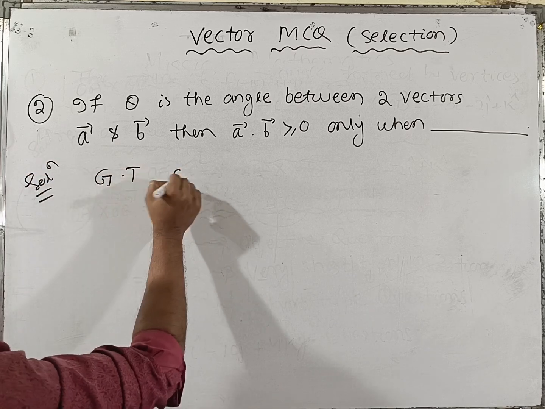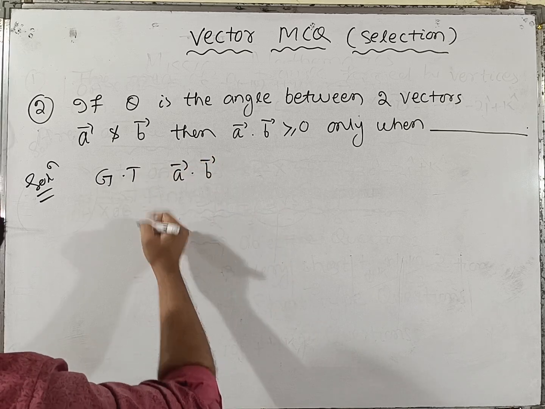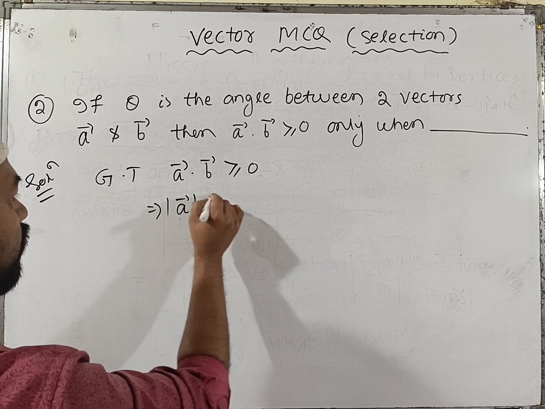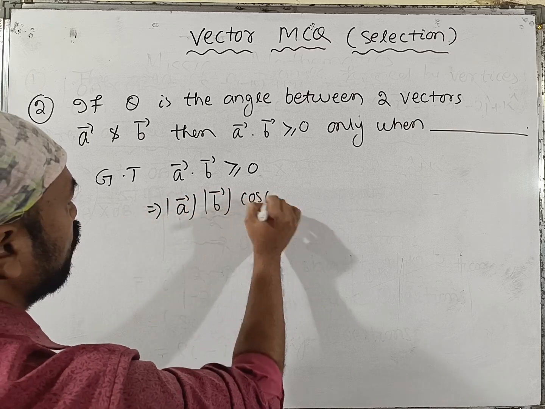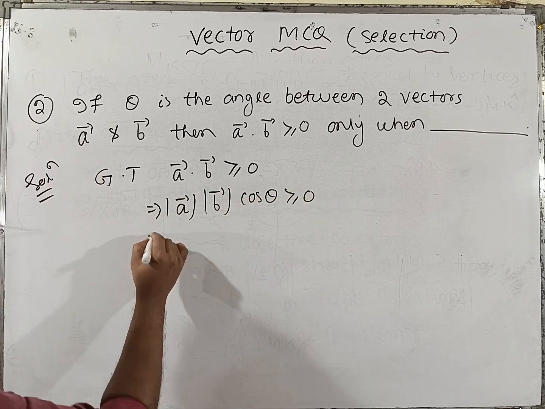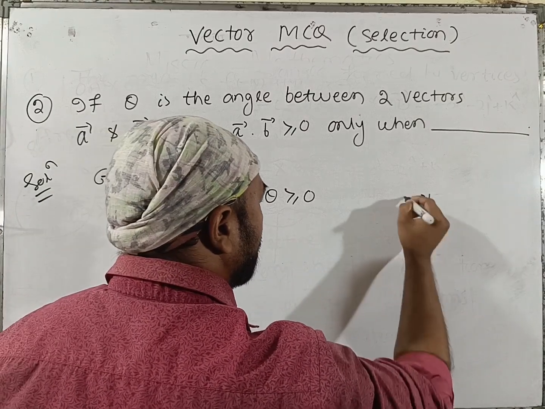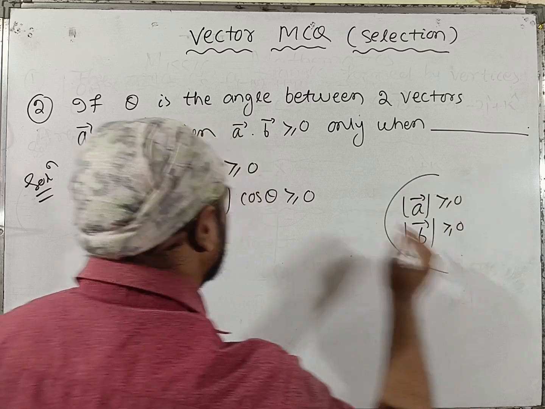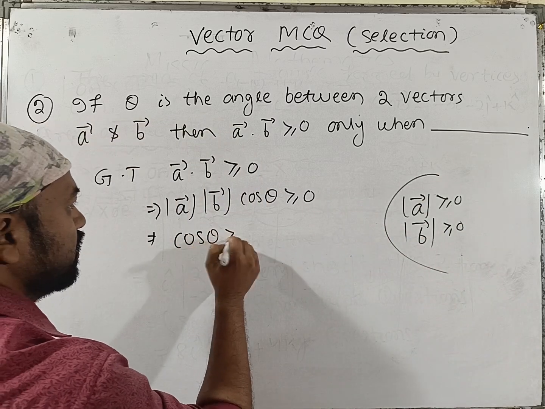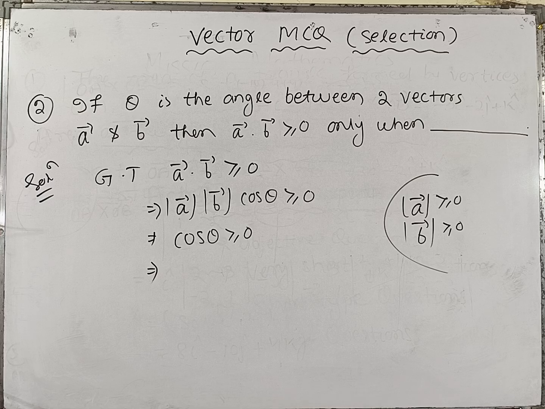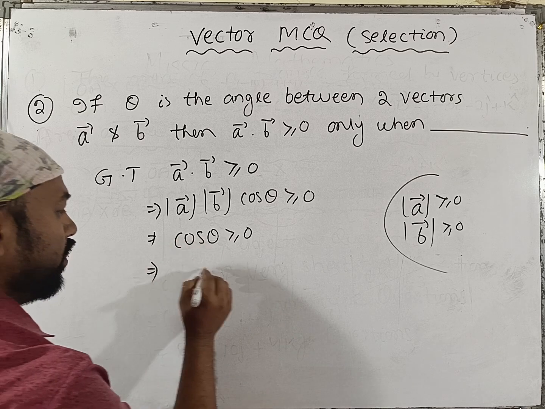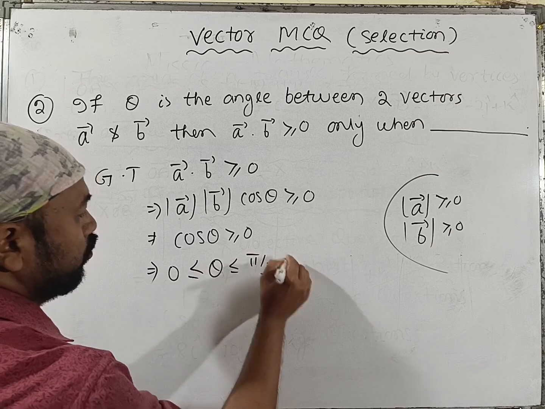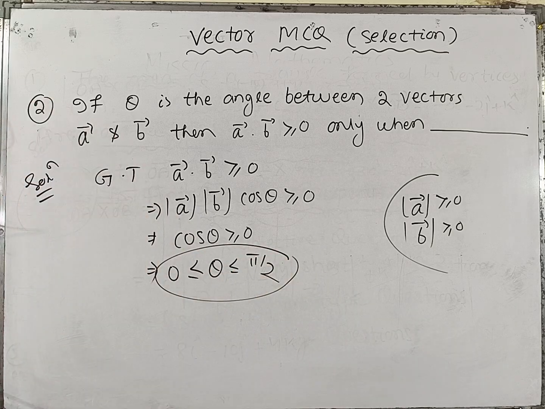Given that the dot product of the two vectors A vector and B vector is greater than or equal to 0, that means magnitude of A vector into magnitude of B vector into cos theta is greater than or equal to 0. We know that the magnitude of A vector is always greater than or equal to 0. Magnitude of B vector is always greater than or equal to 0. That means cos theta is greater than or equal to 0. That means theta will lie between 0 and pi by 2. So here it is the condition.